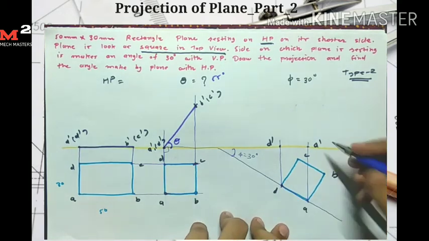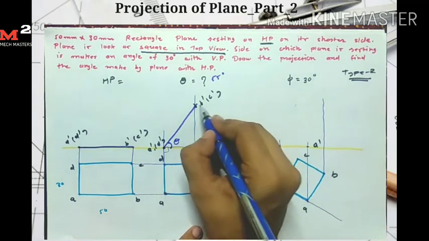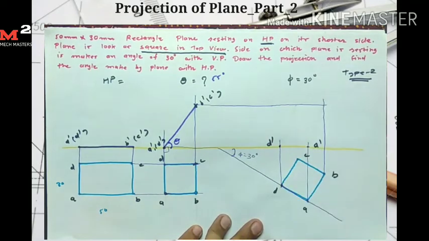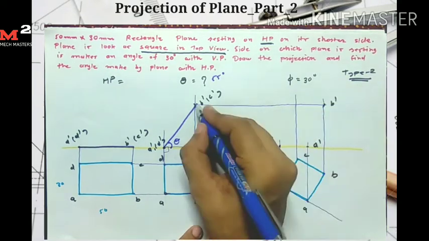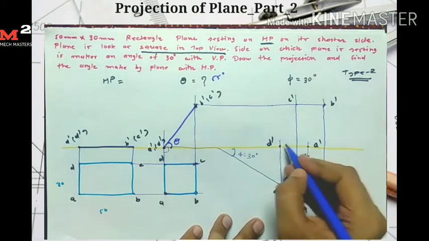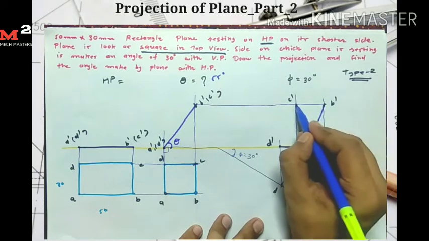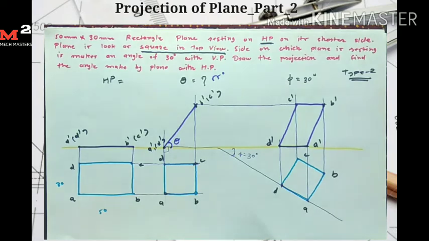Similarly for point B I take the projection from here and from here, so I get my B dash point here. For point C I take the projection from here and from here, so here I get my point C dash. After joining these points, D dash A dash, A dash B dash, B dash C dash and C dash D dash, I get my front view for the third stage.